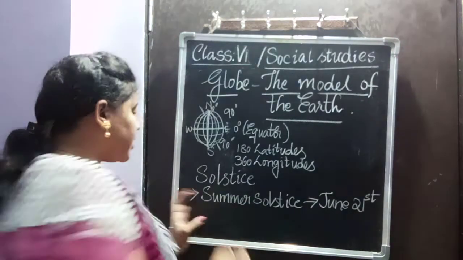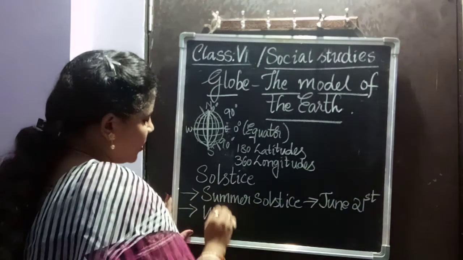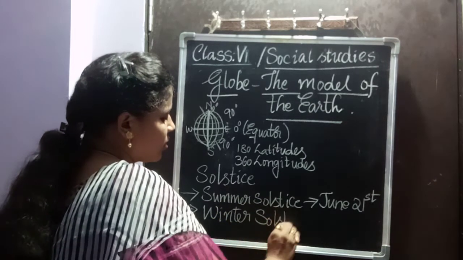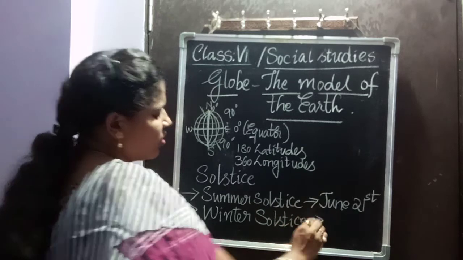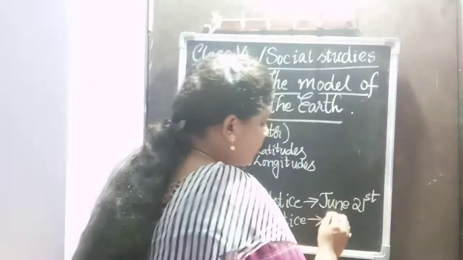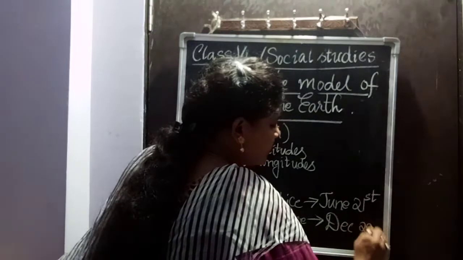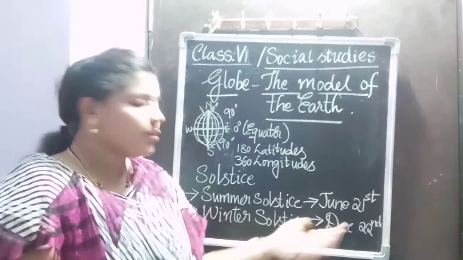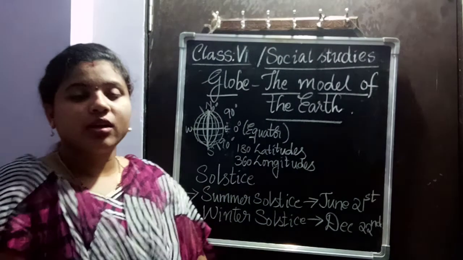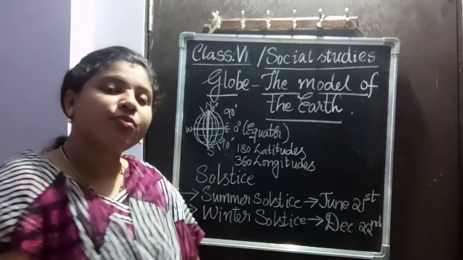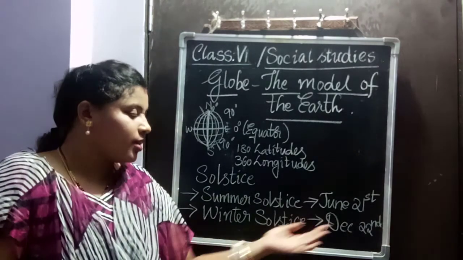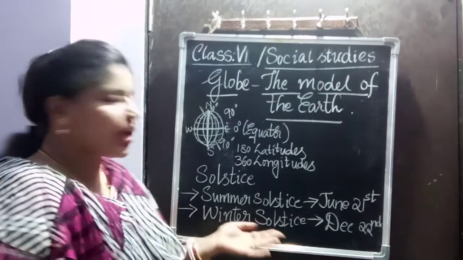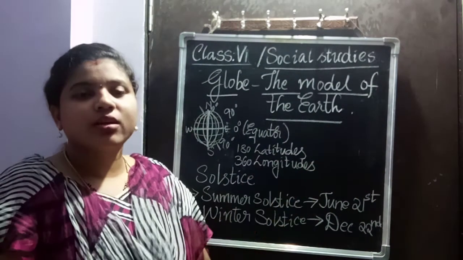The other is the winter solstice. This happens on December 22nd. December is a month of winter, where you will find that it gets dark by 5, 5:30 or 6. The day has ended, whereas the night has started. That means, opposite to the summer solstice, here the nights are longer and the days are shorter.